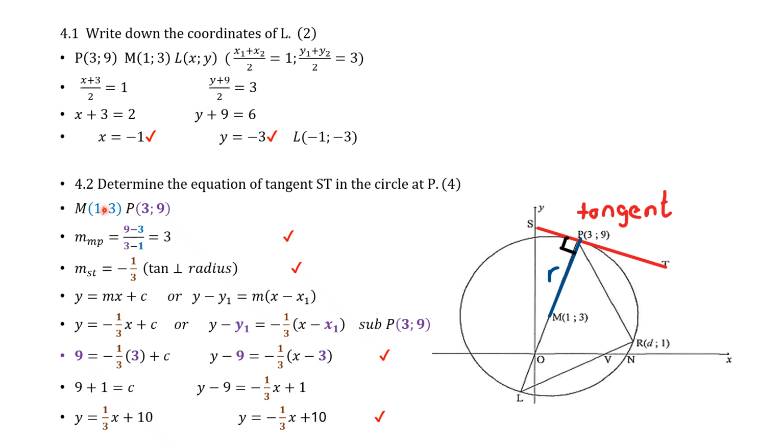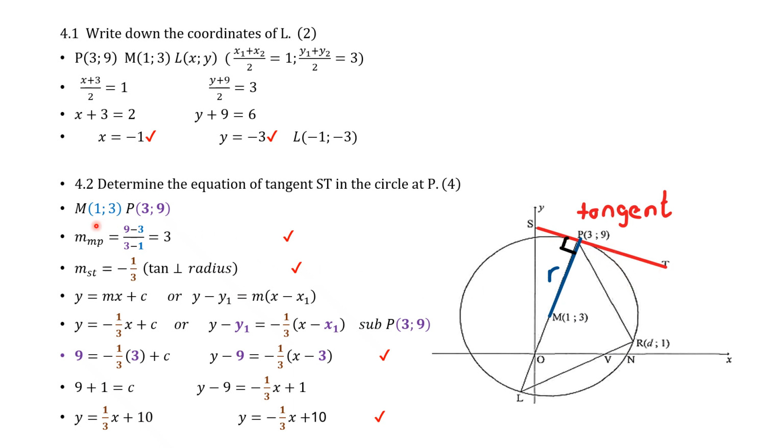4.2, determine the equation of the tangent ST to the circle at P. I've highlighted my tangent there in red, and I've highlighted that MP is a radius. I should remember that tangent and radius will always meet at 90 degrees, that is, tangent perpendicular to radius. They give P, but I can't find the gradient of ST because I don't have another point. So to find the gradient, I'm first going to find the gradient of MP, then work from the fact that they're perpendicular to find the gradient of ST, and from there substitute P.